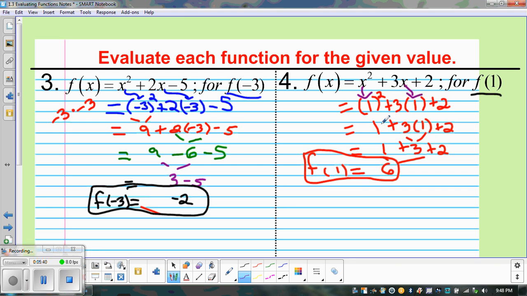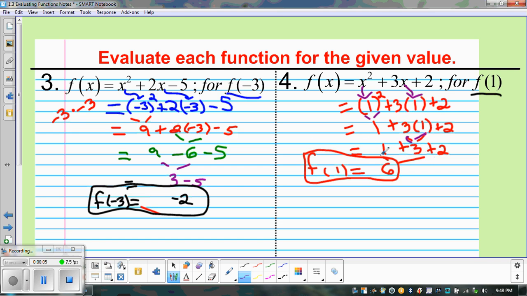Once you have that done, you would begin with the exponents first, because there are no parentheses with an actual problem inside of it. So 1 squared, 1 times 1 is 1. Notice I rewrote the plus 3 times 1 and the plus 2. Next, multiplying comes before adding. So we're going to multiply 3 times 1, which is 3. So now I have 1 plus 3 plus 2.